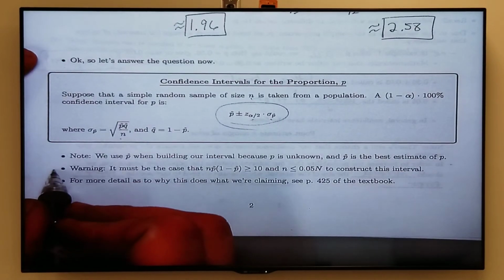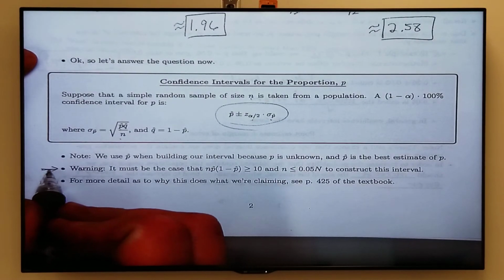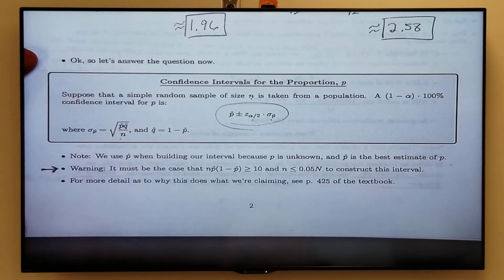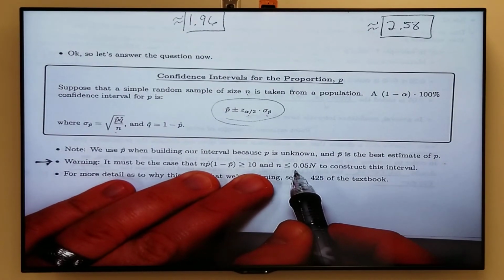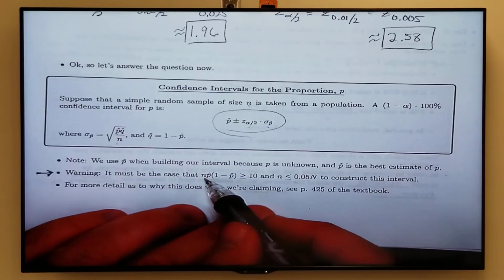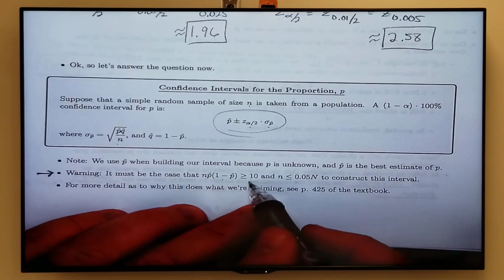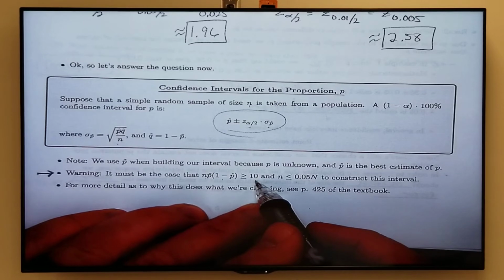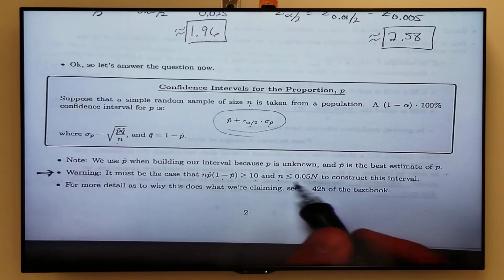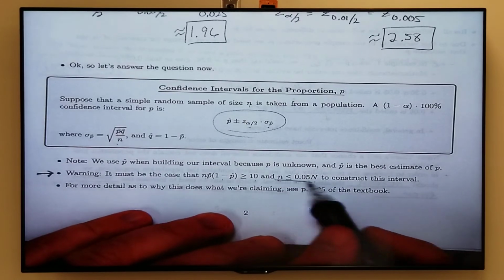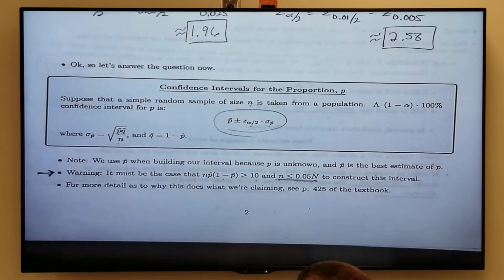One thing to warn you of: on some of the problems, your book might ask you to check conditions to make sure that p hat is normally distributed. This is what it's asking you to check for. It's asking you to check these two things. You need to check that n times p hat times q hat is bigger than or equal to 10. And you need to check that little n is less than or equal to 0.05 times capital N. That one is hard to test sometimes because you don't always know what capital N is.